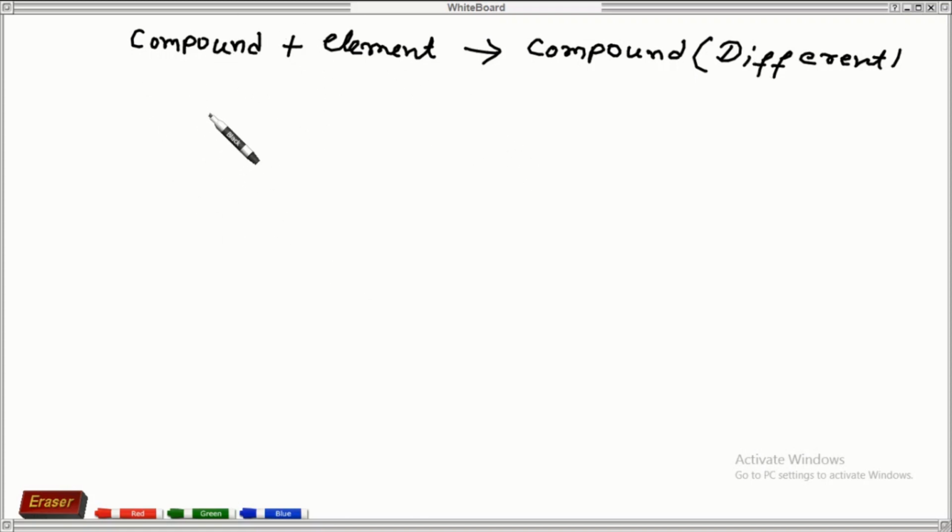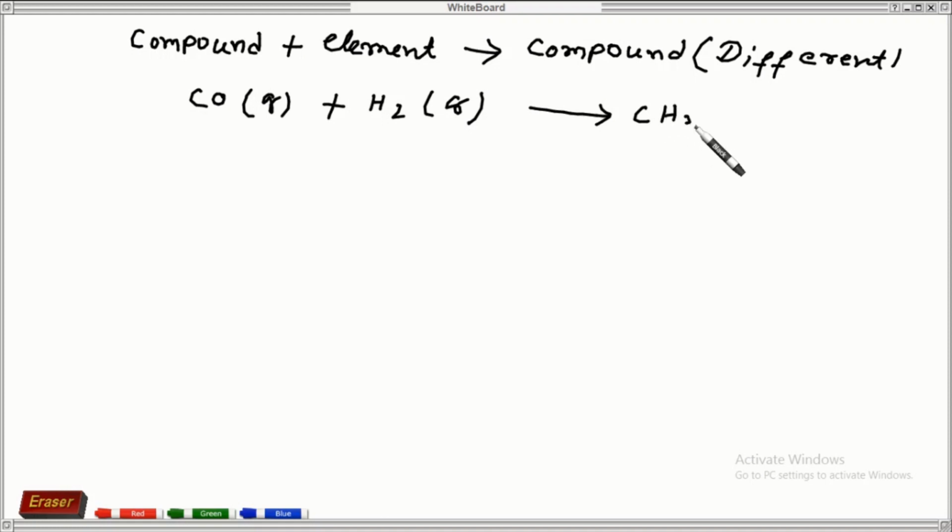So take one example. Carbon monoxide, CO, in gaseous phase reacts with hydrogen, that is H2, in gaseous phase to give methanol, that is CH3OH, methanol, that is in liquid phase. Here compound carbon monoxide reacts with hydrogen to give another compound. So this is another kind of reaction.